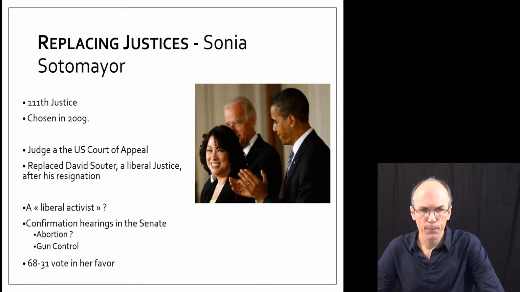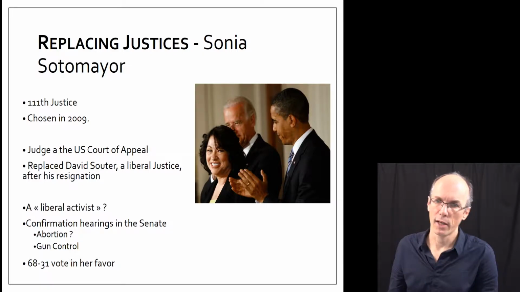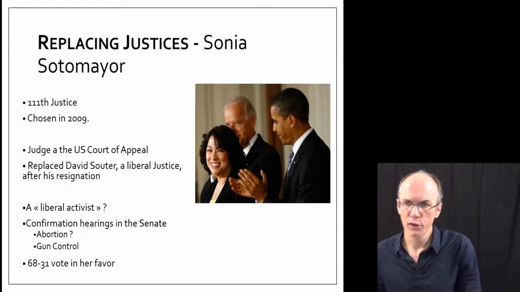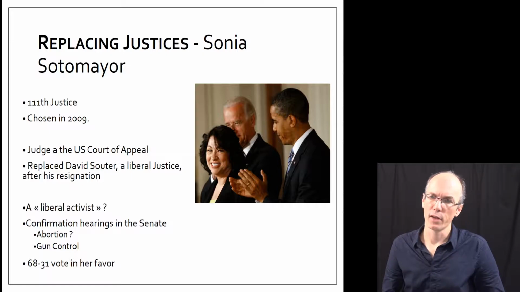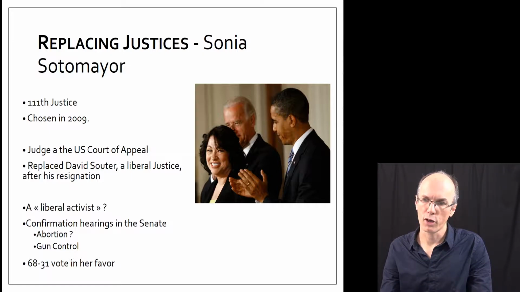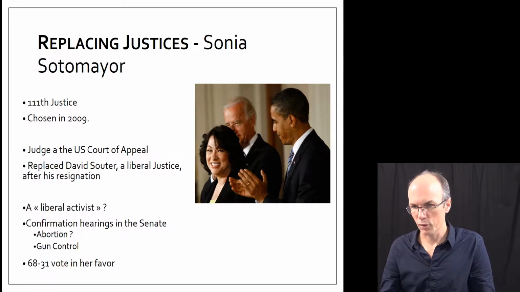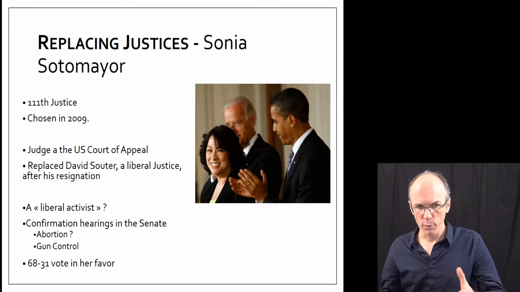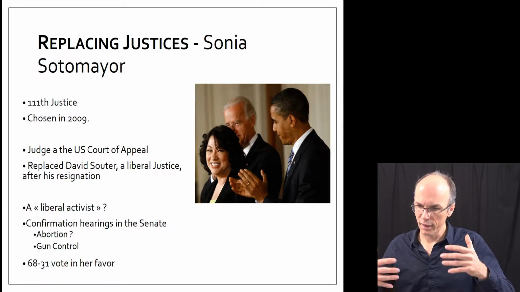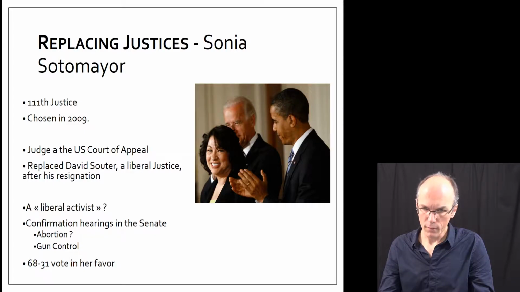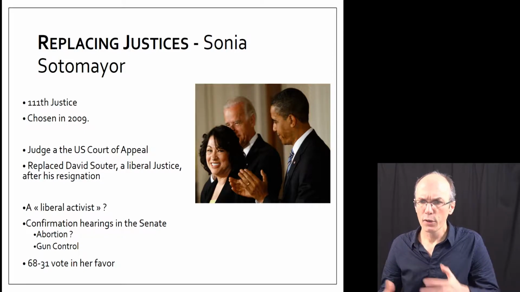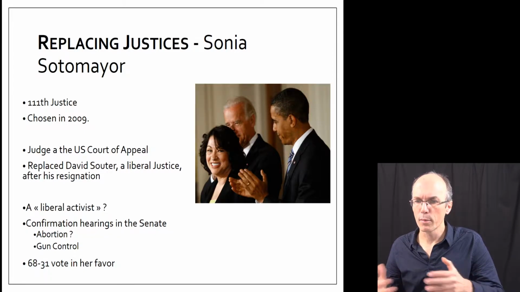In the past, there was a sort of consensus about Supreme Court judges. So let's take Sonia Sotomayor, chosen in 2009 by Barack Obama. She had been a judge on the US Court of Appeals, and she replaced another liberal judge. During her confirmation hearings, where she testified in front of the Senate, she was criticized and described as a liberal activist.